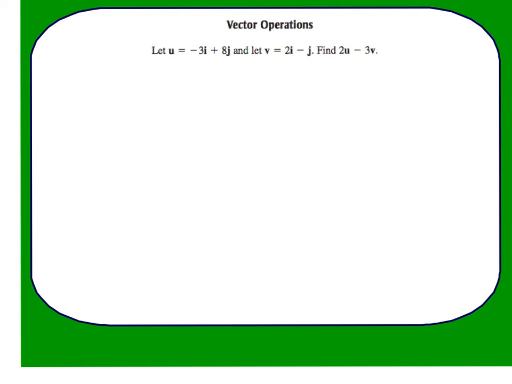Huh, look at that. We did that one. And then v is equal to 2 i hat minus j hat. And I'm going to find 2u minus 3v. So we're going to go back to 7th grade and see if we can distribute and combine. So now I have 2 times (negative 3 i hat plus 8 j hat), and then minus 3 times (2 i hat minus j hat).